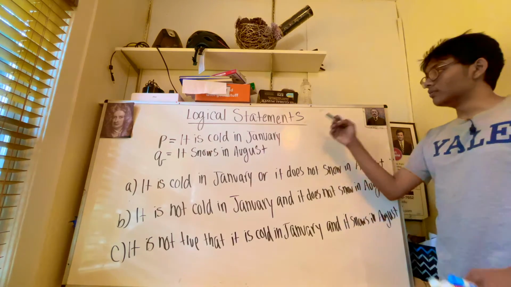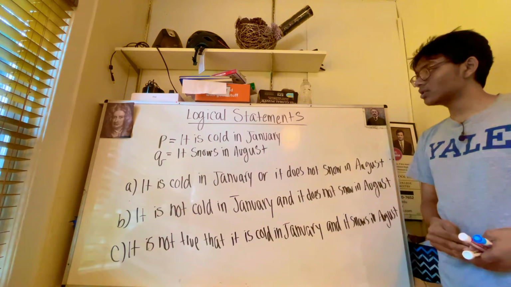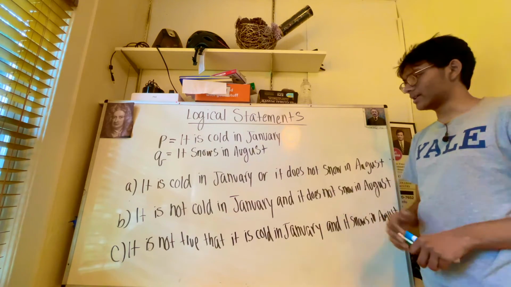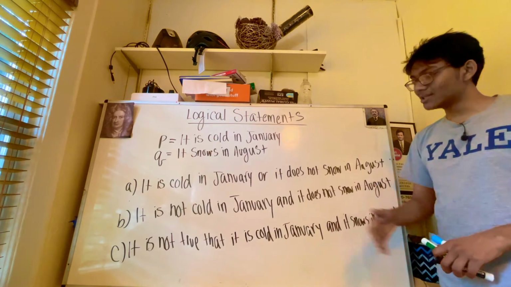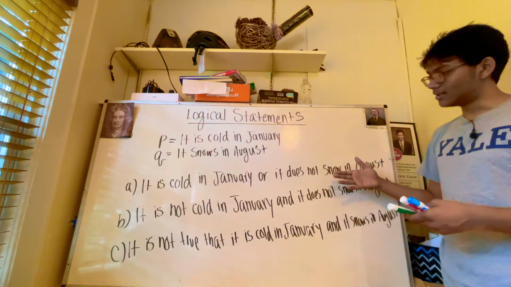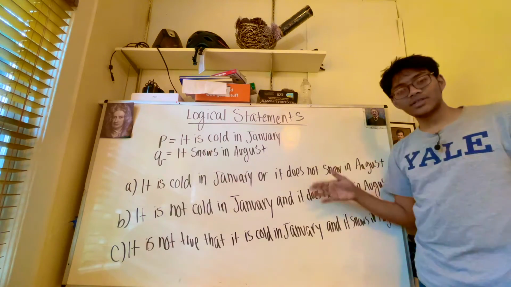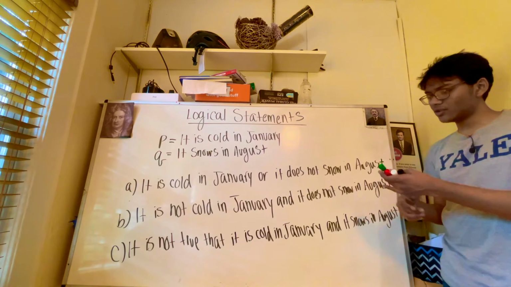Alright folks, so here's our problem. Statement P is equal to it is cold in January. Statement Q is equal to it snows in August. Now we have to write each of these three statements as compound logical statements in symbolic form. So let's take a look at the first one.